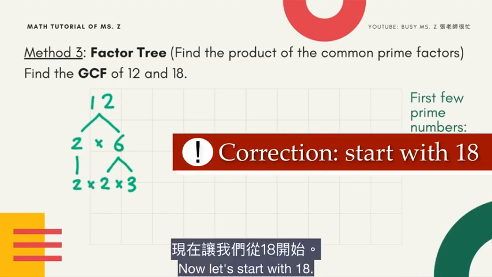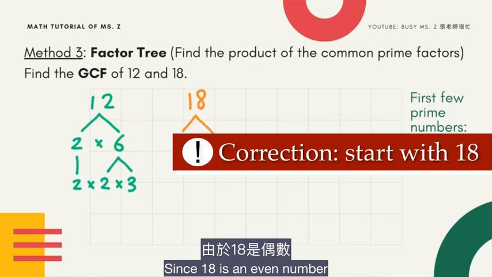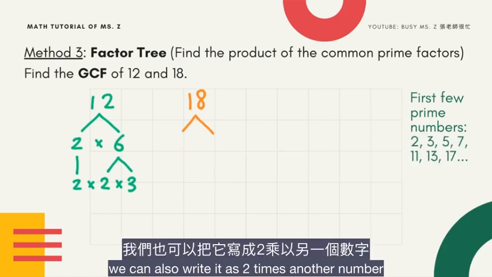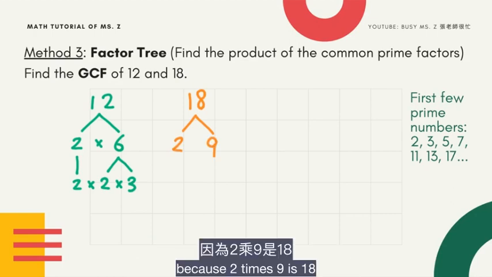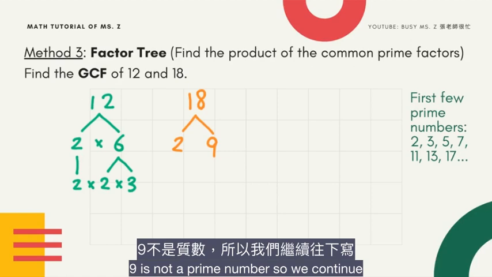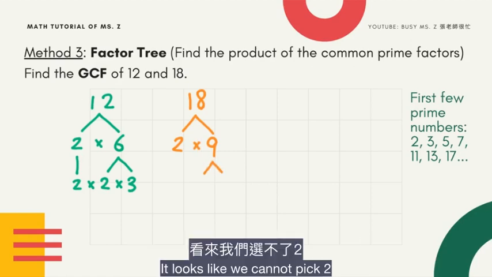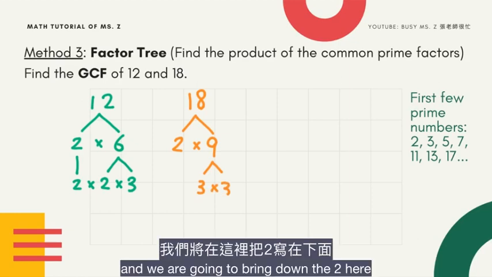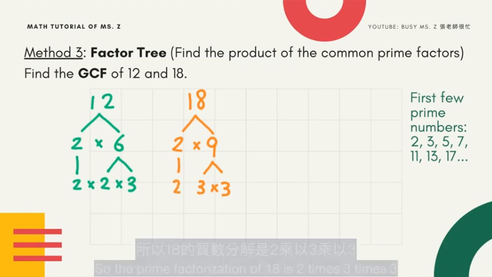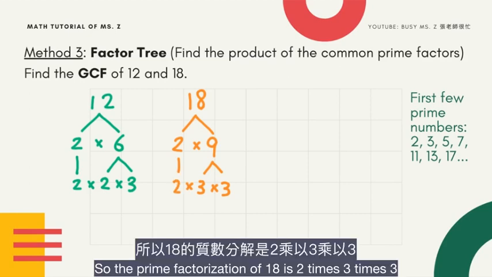Now let's start with 18. Since 18 is an even number, we can also write it as 2 times another number. And we know the other factor would be 9, because 2 times 9 is 18. And then for 9, it's not a prime number, so we continue. It looks like we cannot pick 2, so we're going to pick 3. And 9 equals 3 times 3. And we're going to bring down the 2 here. So the prime factorization of 18 is 2 times 3 times 3.